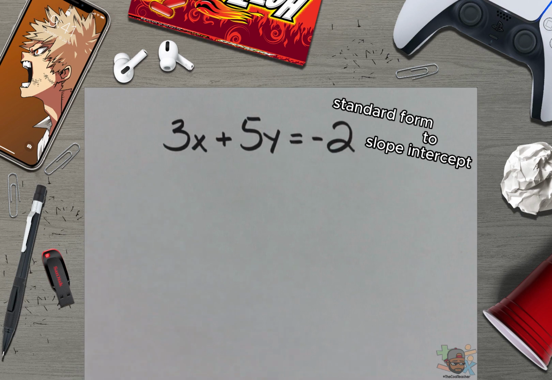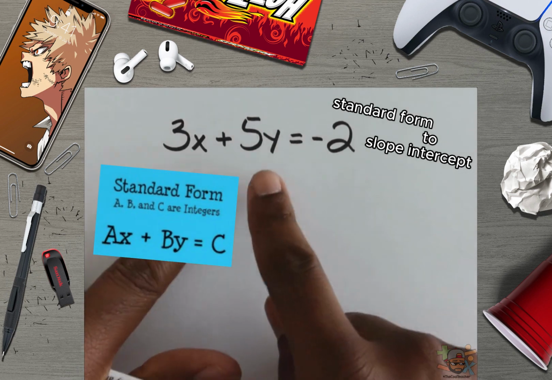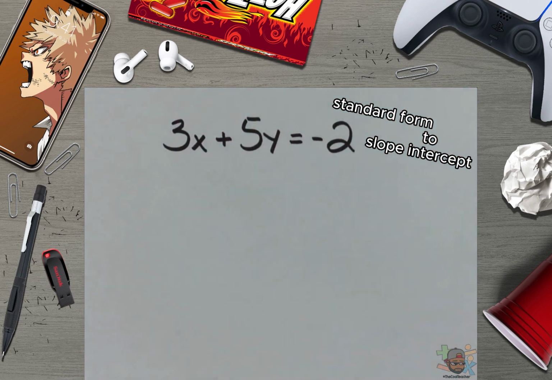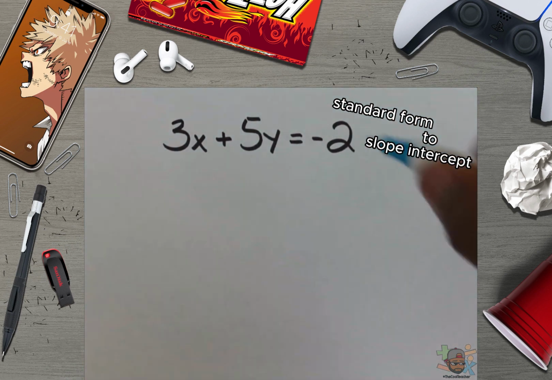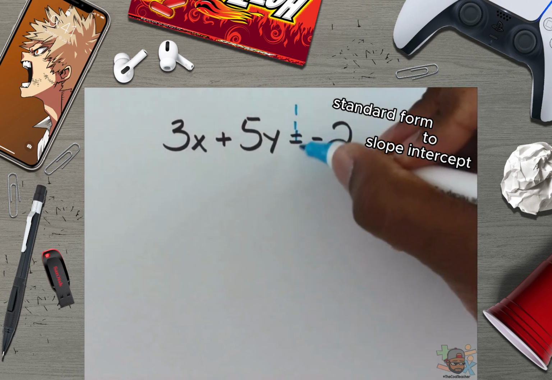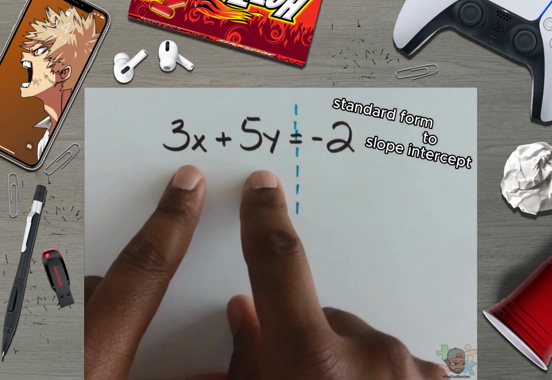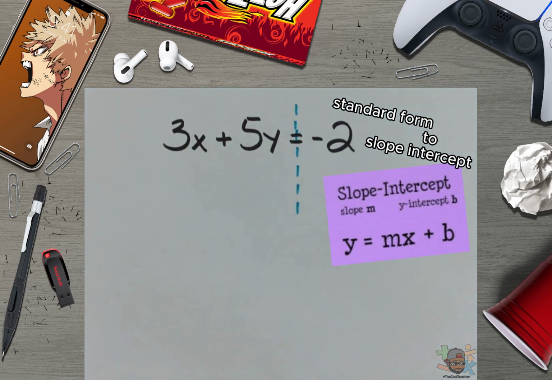First thing I want you to think about when you're converting between these different forms is where your y's and your x's are. In standard form, your x and your y are on the same side. The equal sign is usually what separates the sides of an equation. In slope-intercept, the y is by itself. There's nothing else with it, it's just y equals and then everything else.